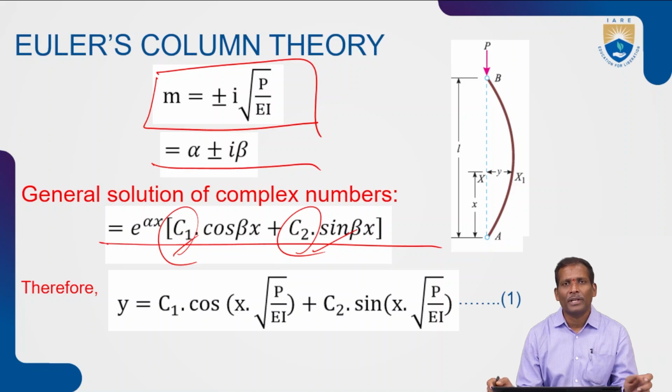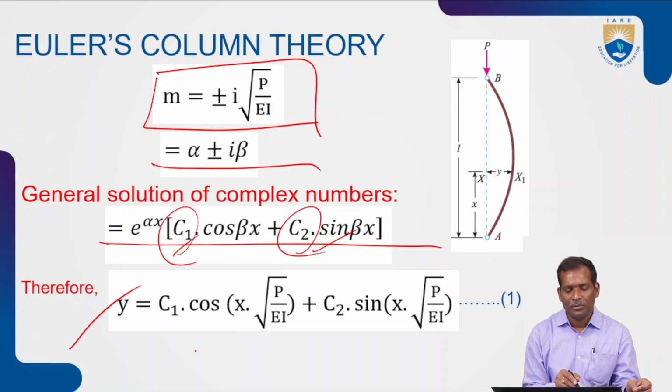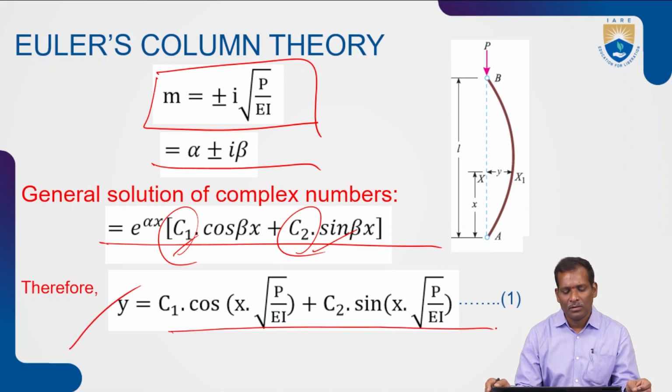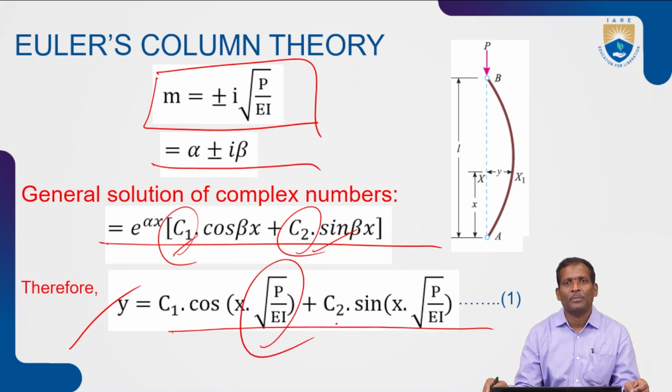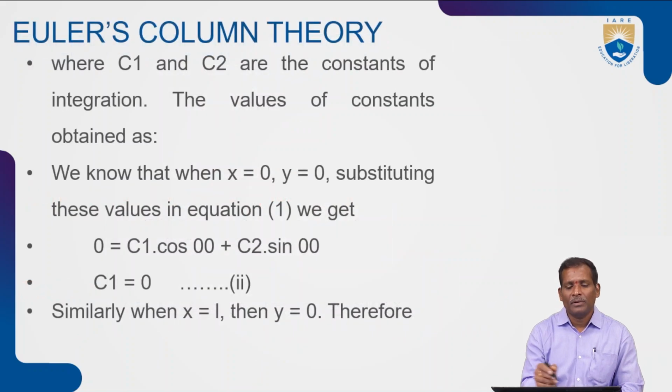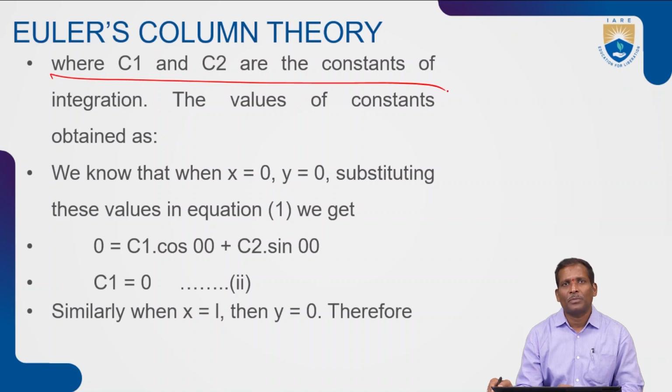That means boundary conditions. So therefore, y is equal to C1 cos x into square root of P by EI plus C2 sin x into square root of P by EI. So the beta value is substituted, square root of P by EI, where C1 and C2 are the constants of integration.